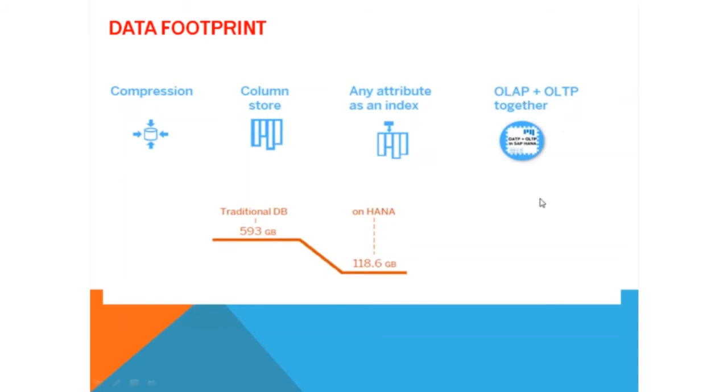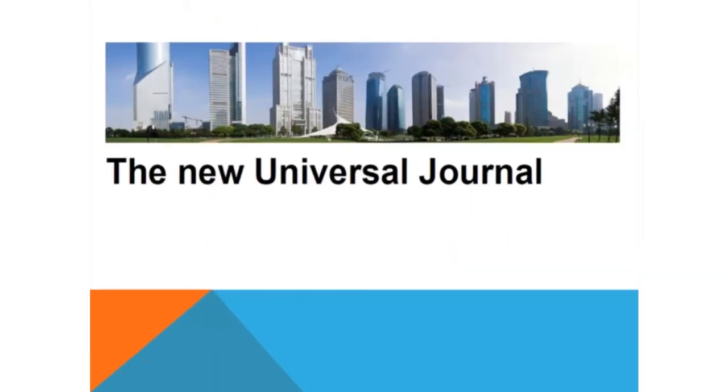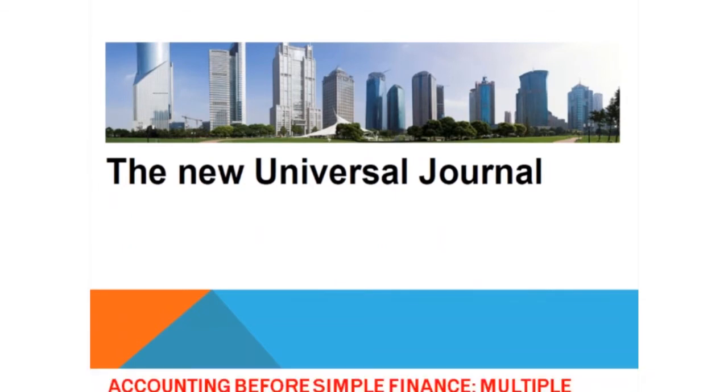Previously we had to work separately. For companies to bring OLAP and OLTP together, they created a separate project and invested so much money. Now they don't need to invest so much money because all the information is already available in HANA Analytics. And this is a new dimension, which is why this approach is called the new universal ledger.